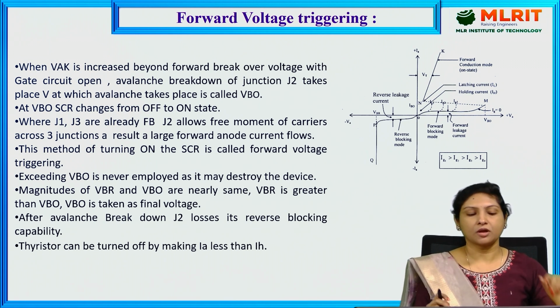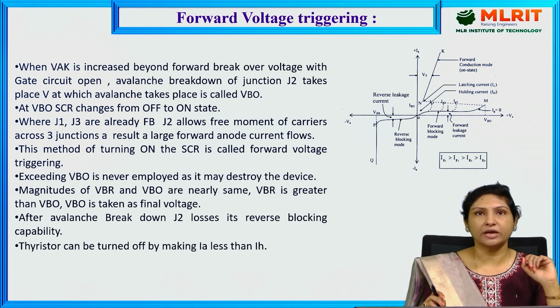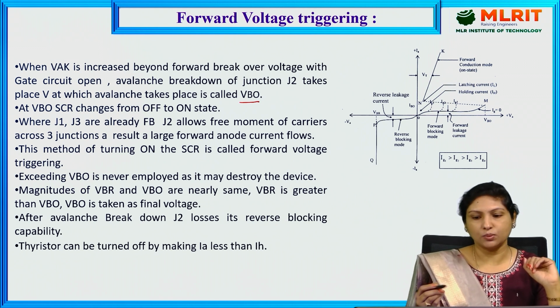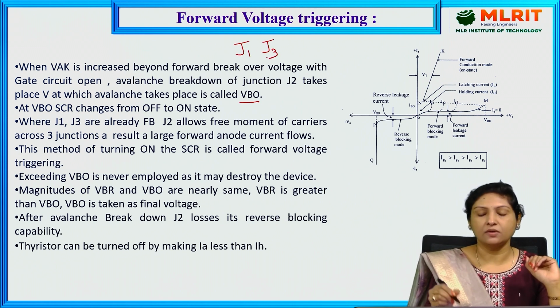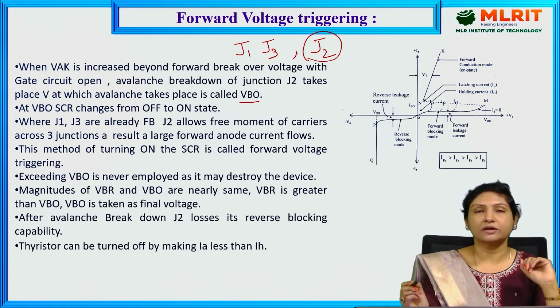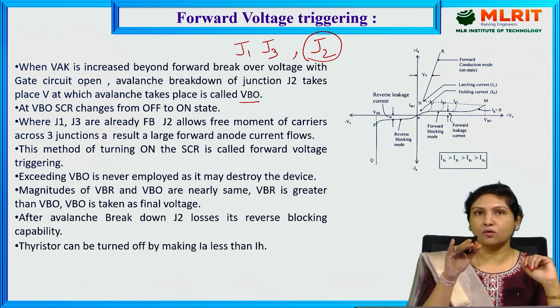Forward voltage triggering. Whenever the anode to cathode voltage is increased beyond the forward breakover voltage with the gate circuit open, avalanche breakdown of junction J2 takes place, and the voltage at which avalanche takes place is called VBO, that is, forward breakover voltage. So here in forward voltage triggering as well, junctions J1 and J3 will be forward biased, whereas J2 will be reverse biased. If we can, by some means, break this reverse biased junction J2, the depletion layer, the potential barrier, will vanish, and thereby it will allow the free flow of electrons through it.